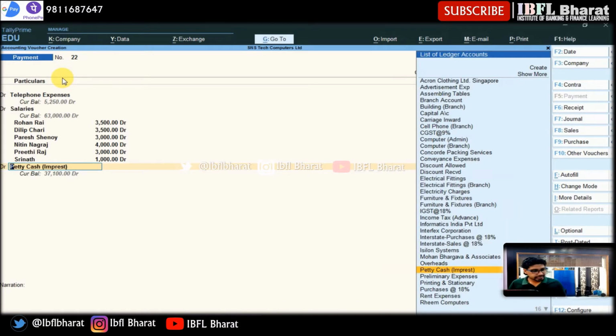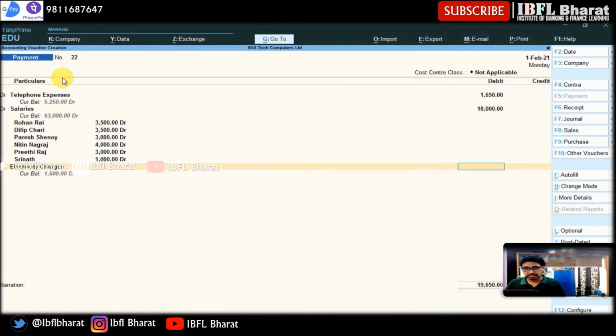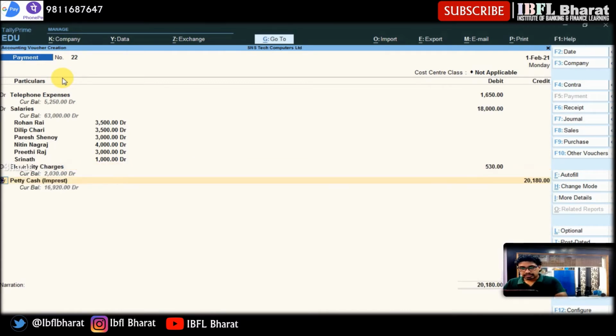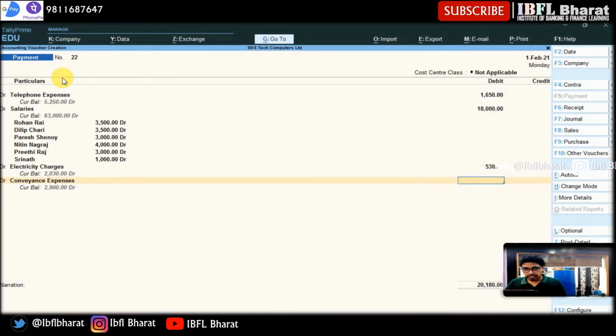And another head in this entry is electricity expenses. We are taking electrical charges. Electricity charges are 530 rupees. Then again DR, conveyance expense we are taking. Conveyance expense is given 1,000 rupees.